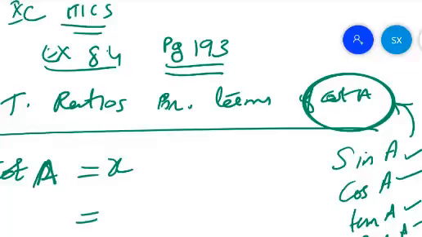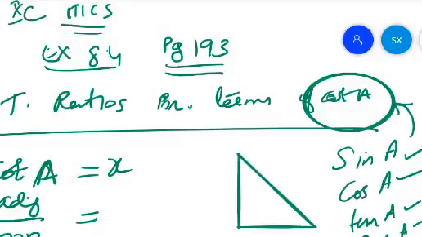Now what is cot A? Cot A is the inverse of tan A, that is adjacent by opposite. So draw one right angle triangle, children, with A as an acute angle, B as 90 degrees, and C as another acute angle. In this, cot A will be x by 1. So adjacent by opposite is x by 1.